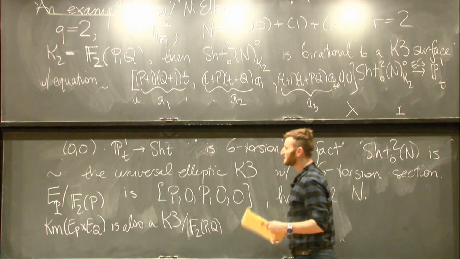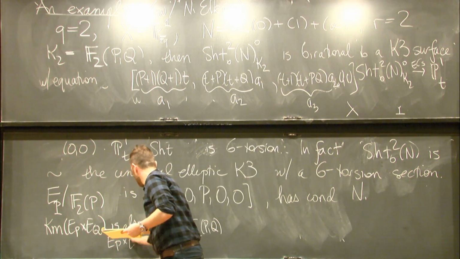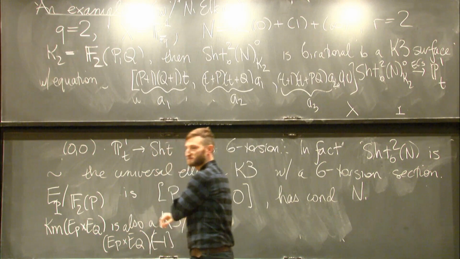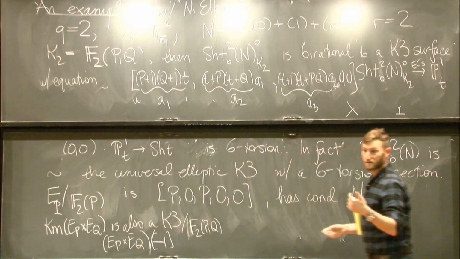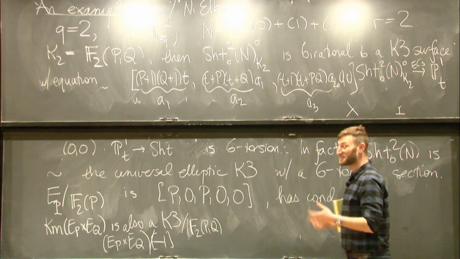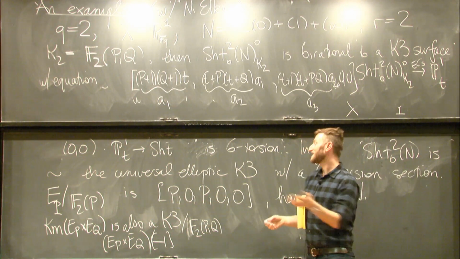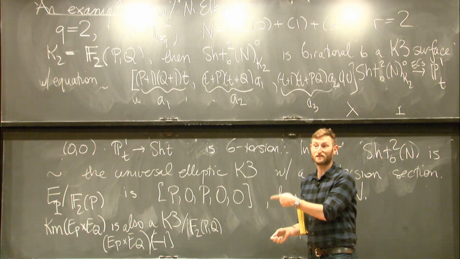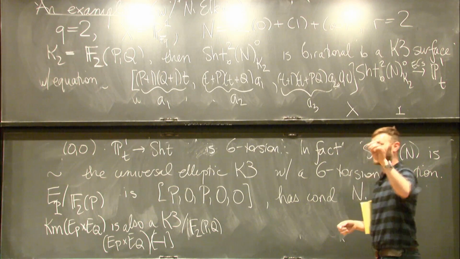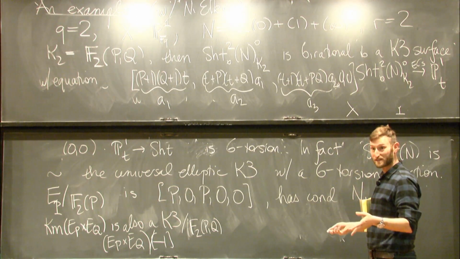So what is the Kummer surface? You take EP cross EQ, and you mod out by the action of negative 1, that involution. In odd characteristic or zero characteristic, there are 16 singular points, and you have to resolve them. This is characteristic 2. Now there are 4 singular points, but they're worse. You have to desingularize more. But in any case, after you've done this, you get another K3 surface.